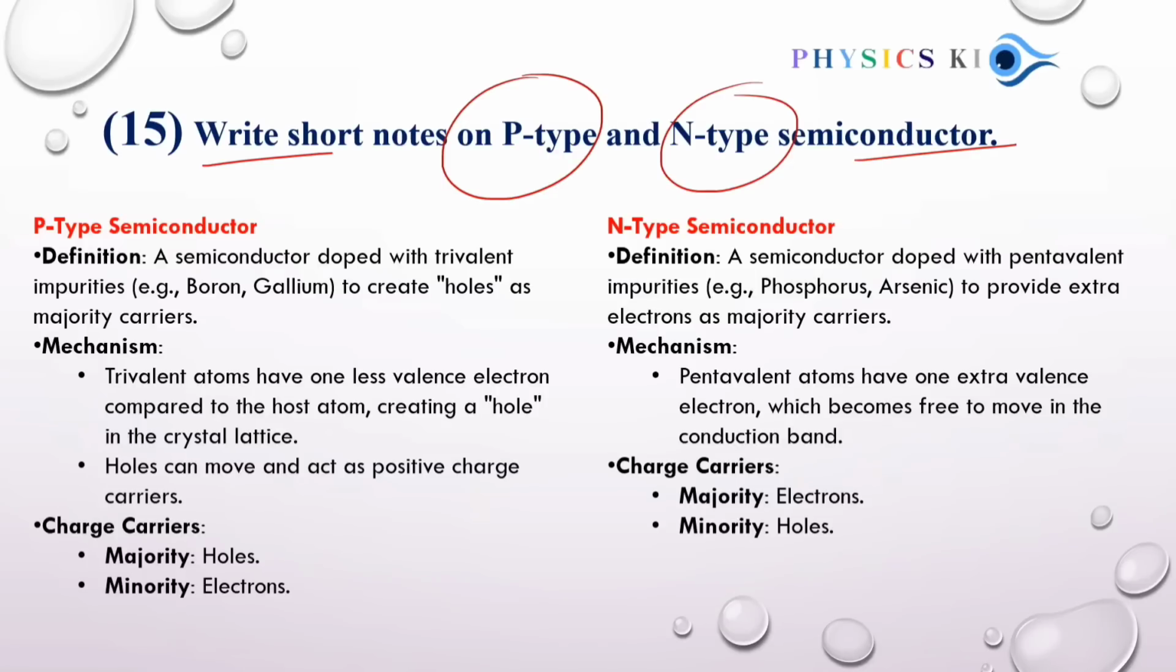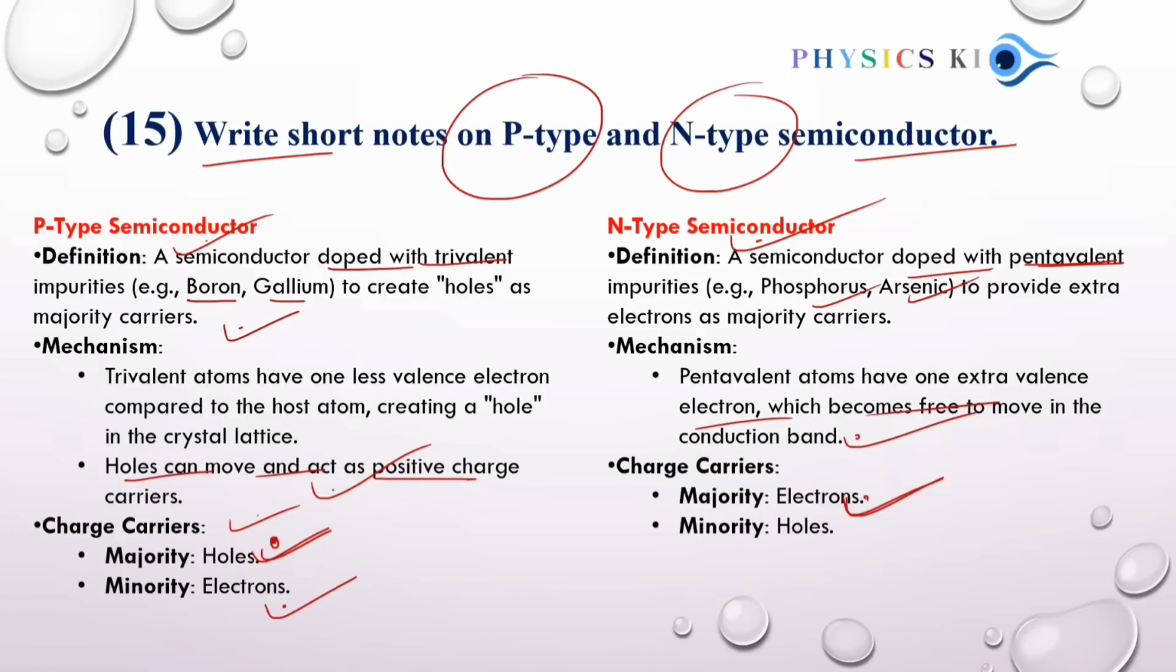Next, 15th: write a short note on p-type and n-type semiconductor material. Very simple. A semiconductor doped with trivalent atoms like boron and gallium gives a p-type semiconductor. If it is doped with pentavalent atoms like phosphorus or arsenic, we get an n-type semiconductor. In p-type, holes move and act as positive charge; in n-type, electrons move and act as negative charge. Majority carriers are holes in p-type and minority carriers are electrons, and the inverse in n-type: majority electrons and minority holes. It is enough for 2 marks.